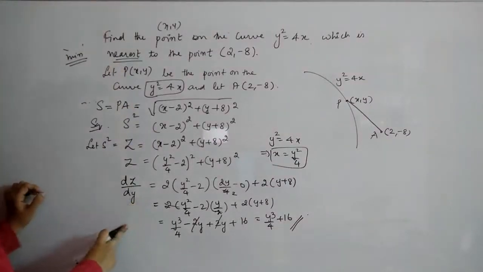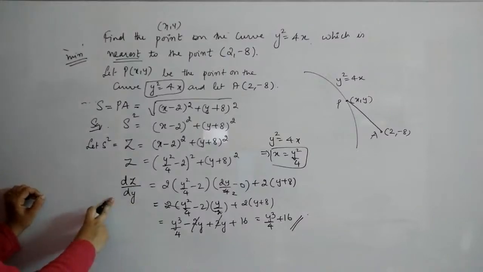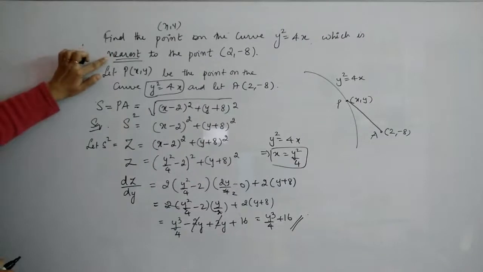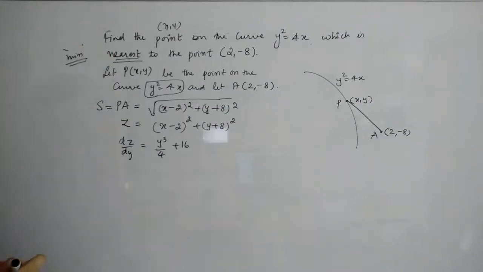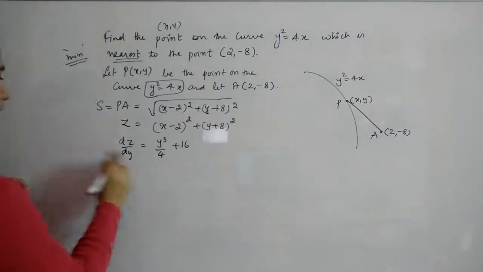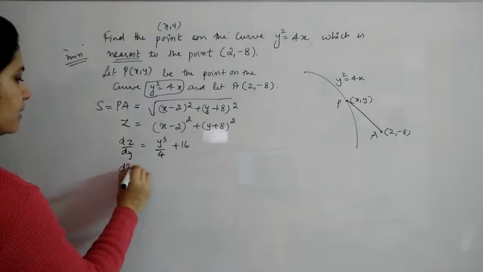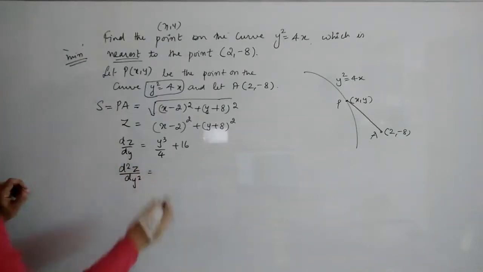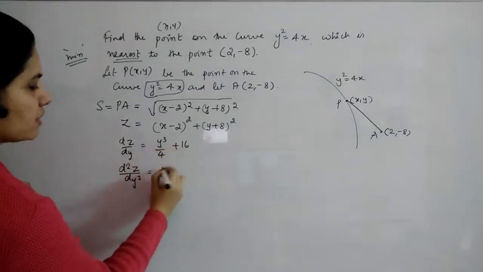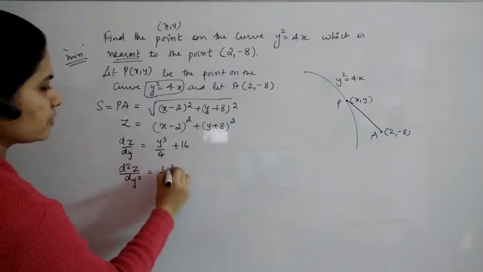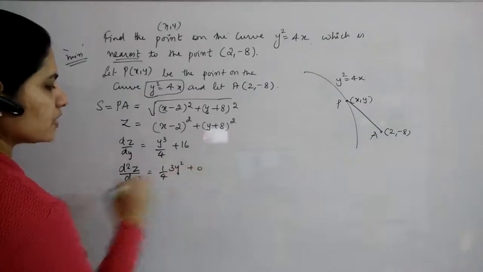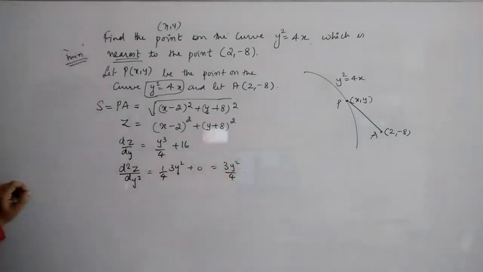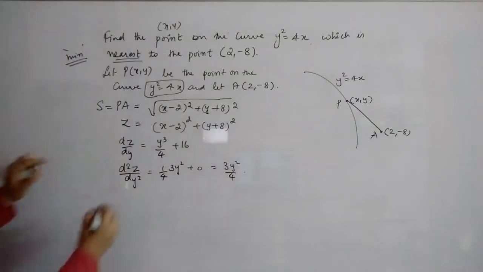Now you have to find the second derivative as well as the critical point, the minimum. The second derivative, d square z by dy square, will give you the derivative of this. 1 by 4 is a constant, the derivative of y cube is 3y square, and the 16 will give you 0. So it is 3y square by 4. This is your second derivative.